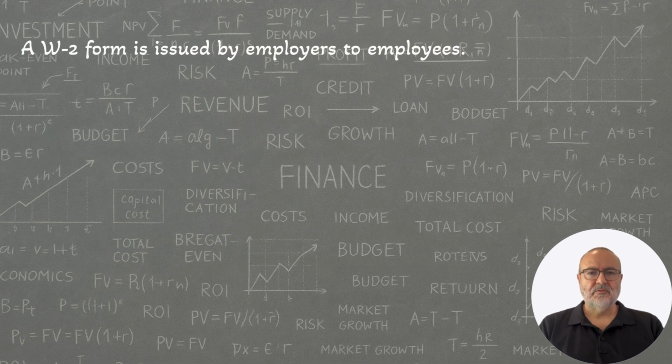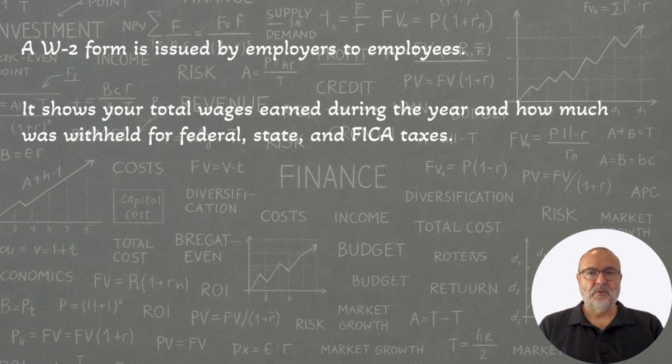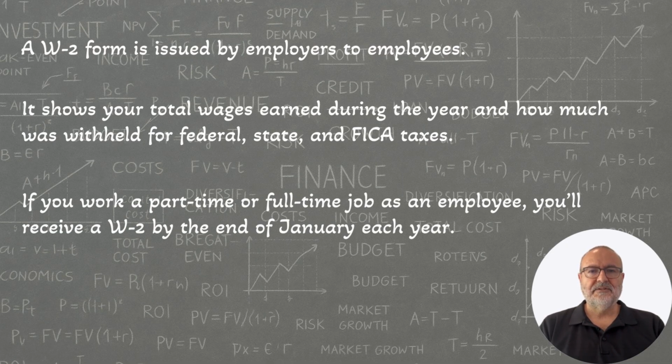A W-2 form is issued by employers to employees. It shows your total wages earned during the year and how much was withheld for federal, state, and FICA taxes. If you work a part-time or full-time job as an employee, you'll receive a W-2 by the end of January each year.